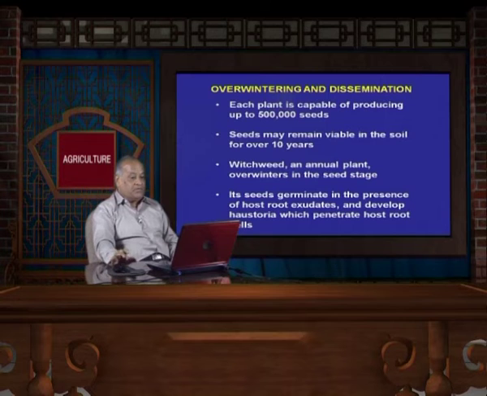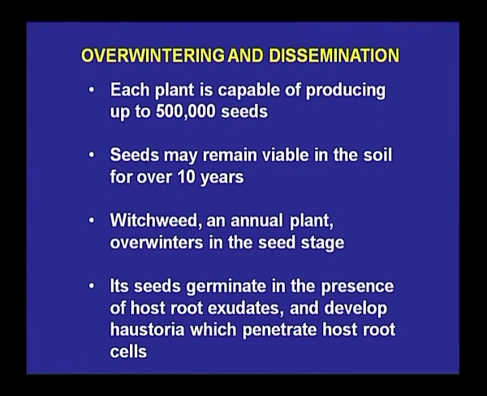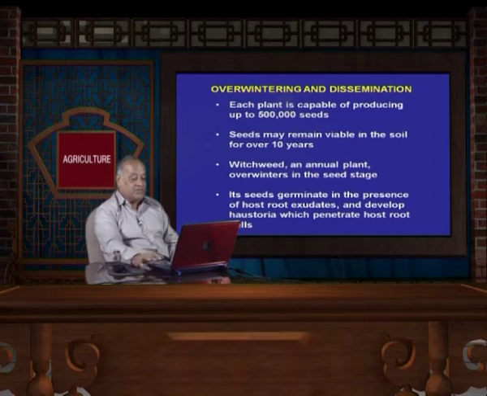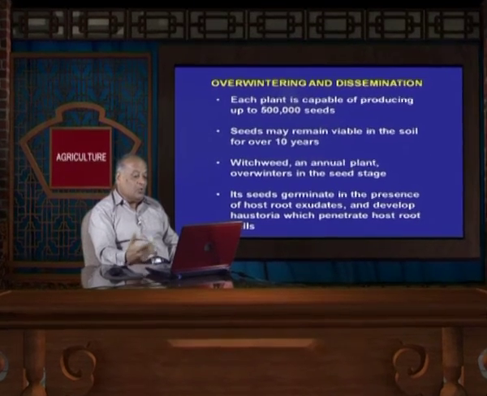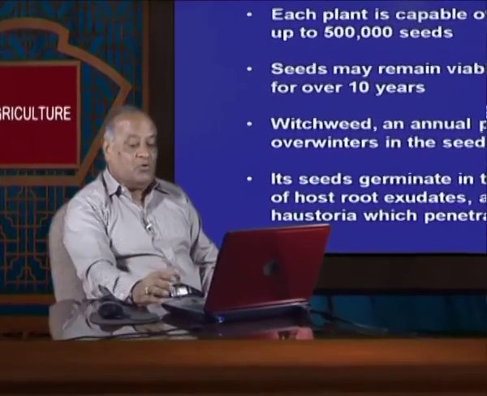This is also a natural picture showing the striga roots are connected with the host's roots. Now, how they overwinter and disseminate in nature. Each plant is capable of producing up to 5 lakh seeds, as I have told you earlier also. Seeds may remain viable in the soil for over 10 years. Witchweed, an annual plant, overwinters in the seed stage. Its seeds germinate in the presence of host root exudates and develop haustoria, which penetrate host root cells. This is a very interesting phenomenon in case of striga, that it does not grow without the root exudates of the host.